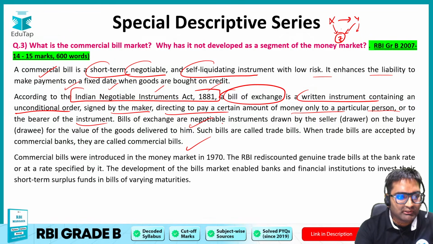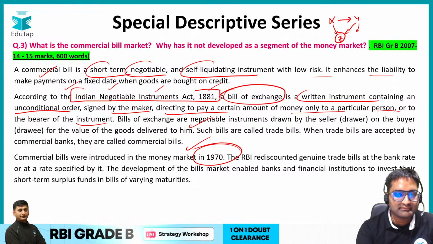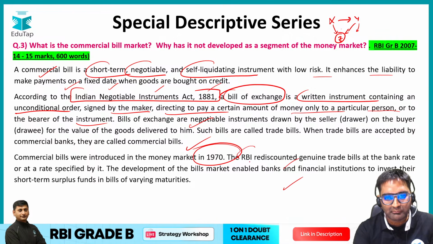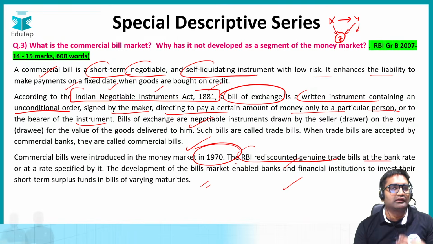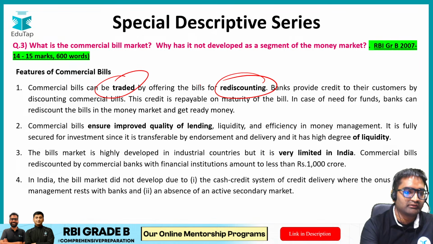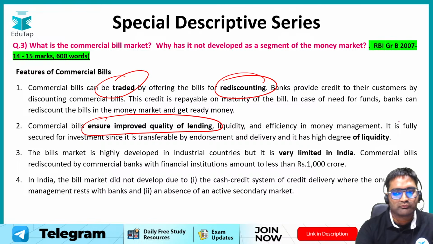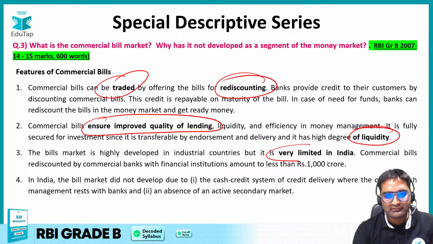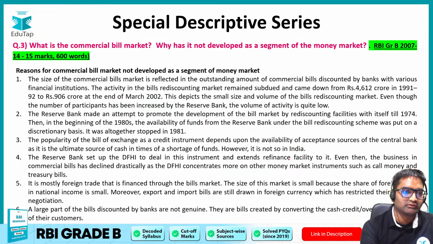You can just quickly go ahead and also mention that the commercial bill market started in India in 1970. Give a little background of it. RBI rediscounted genuine trade bills at that time, and then this was also taken up by the banks. Now, moving ahead, what are the features of it? It is traded and rediscounting is done, that I have already mentioned. Ensures the improved quality of lending, wherein liquidity of this commercial bills is high. It is limited in India, and the reasons for that are something that we are going to state over here.